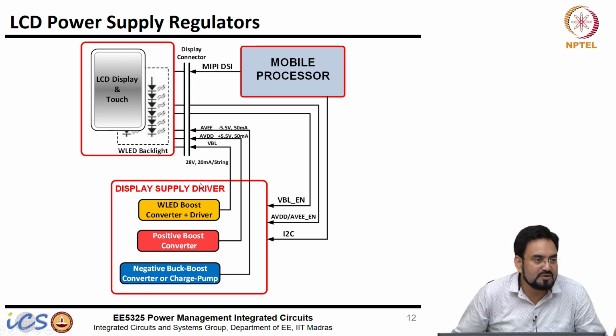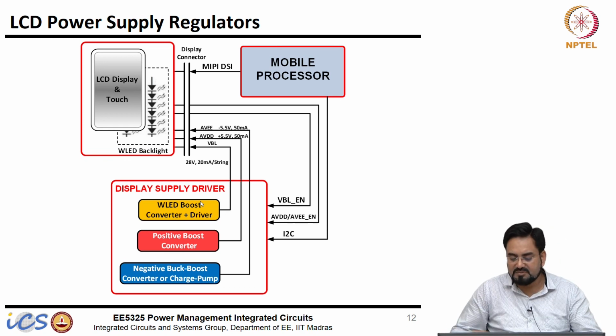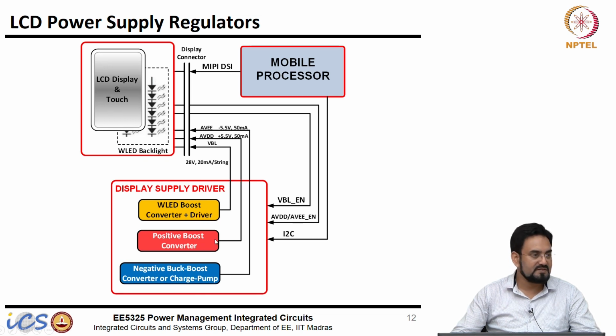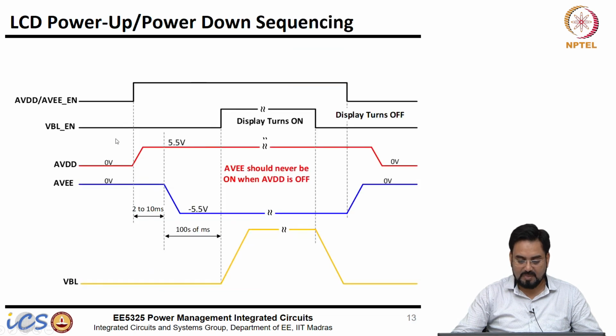Your display driver IC knows when the data is coming from the processor, and it can command this display supply driver when to turn on, when to turn off, or if it wants to change the voltage. You can program the voltage also, but most of the time the programming is done through the mobile processor over the I2C controller serial interface. But when to turn on and off, or which one to enable first, which one to enable later, that command comes from your display panel.